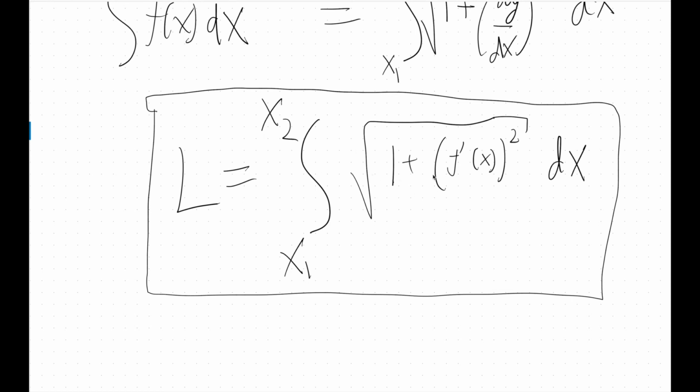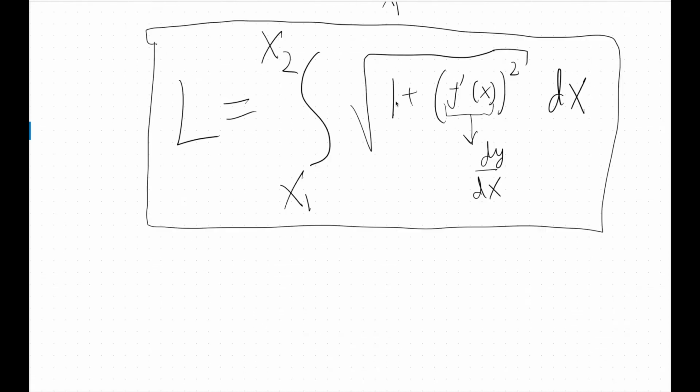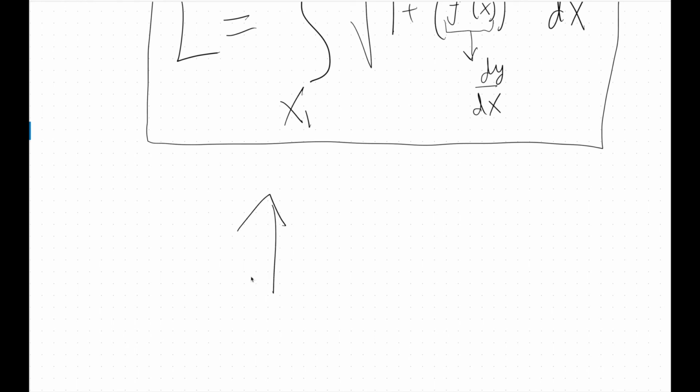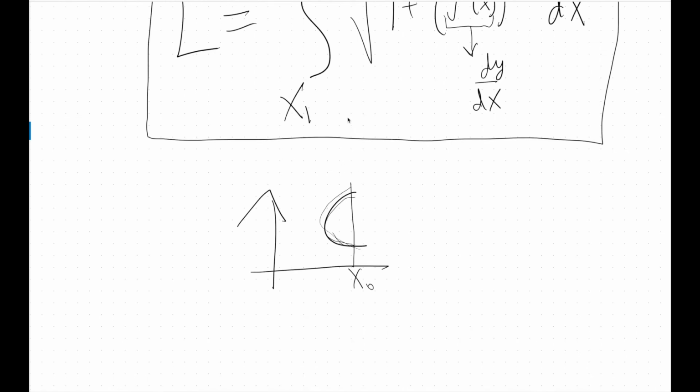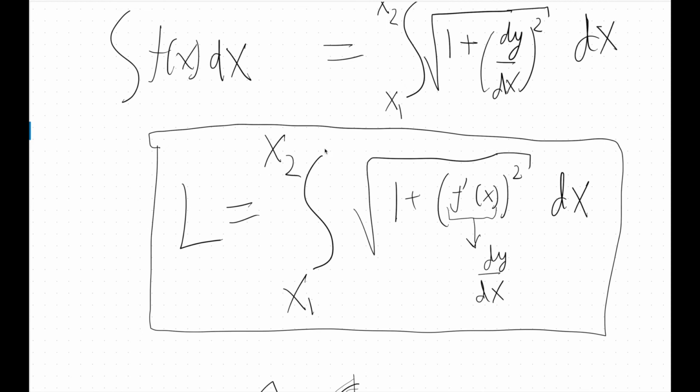Or to give a better idea of how this equation came, we can write this as dy by dx. And of course this should be a function because we don't want to be stuck with this equation finding this curve length or this arc length from x0 to x0, because that will say that the length is 0, even though we can see that it is not. Anyway, so this is the final formula.